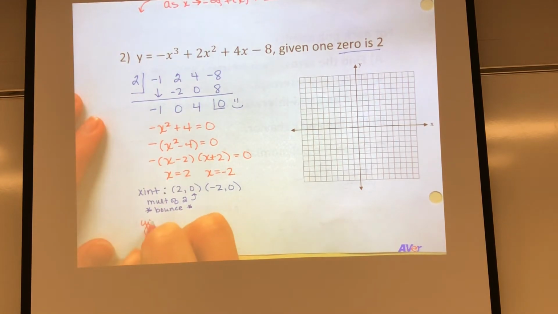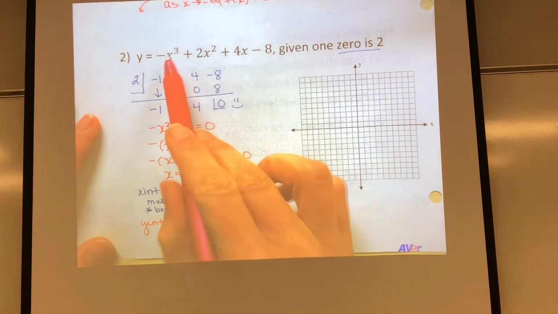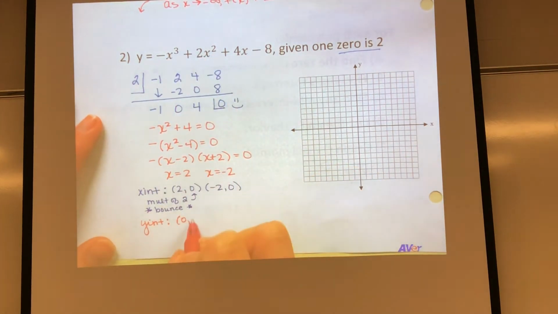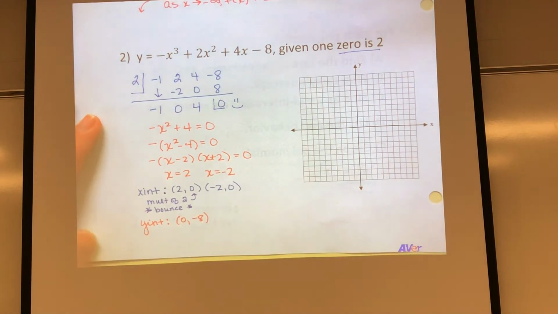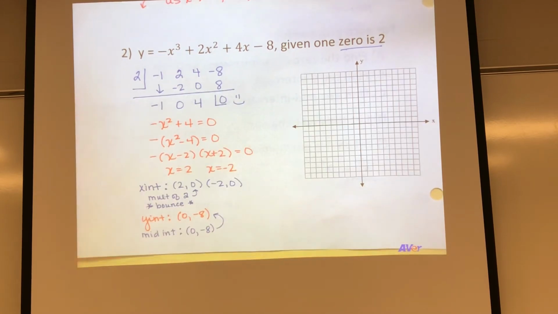All right, y-intercept. The y-intercept is when we put the 0 in for x. Remember, if we put a 0 in for all of these x's, then those all go away and we're left with -8. And then we want to find our mid-interval. Our mid-interval is when we average our x-intercepts. So if we average these, 2 plus -2 is 0. So it turns out that our mid-interval is the same thing as our y-intercept.